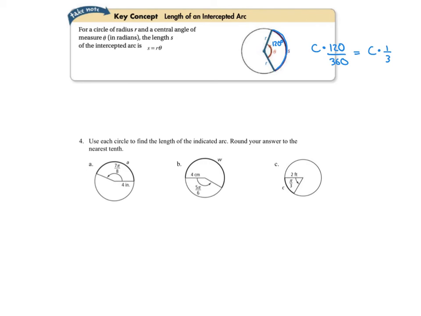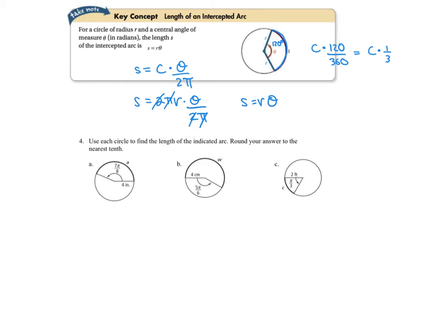But in radians, we're going to do the circumference times the angle theta out of 2 pi instead of 360. Now, circumference is 2 pi r times theta over 2 pi. Well, the 2 cancels, the pi cancels, and we end up with the length of the arc, S, is equal to the radius times the angle theta in radians. So we're going to use that formula to find the length of the arc.